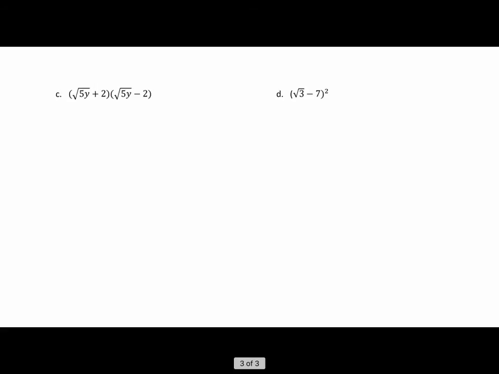For C, we're going to multiply, and actually this looks like a special product of the sum and difference. So if I wanted, I could say, yeah, this is the same first term, same second term, different signs between them, right? So that'll be the first term squared minus the second term squared. So the first term is square root of 5y, and the second term is 2. And when you square a square root, that cancels and leaves 5y.